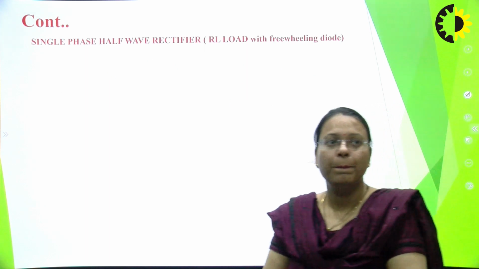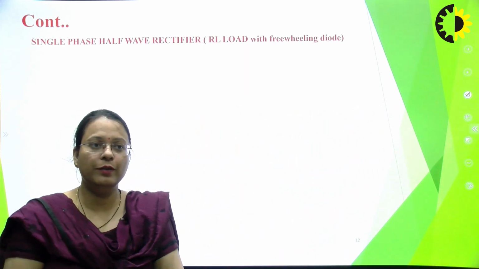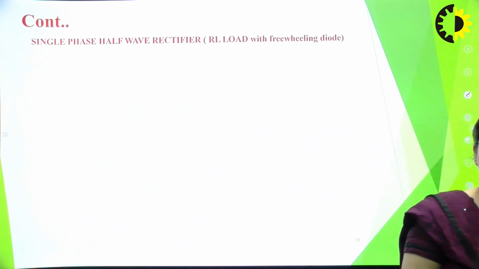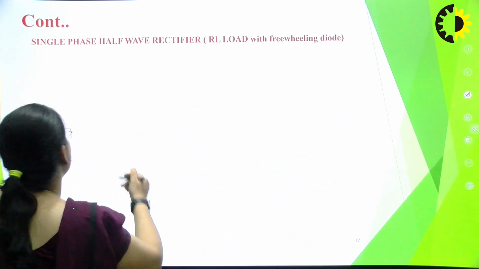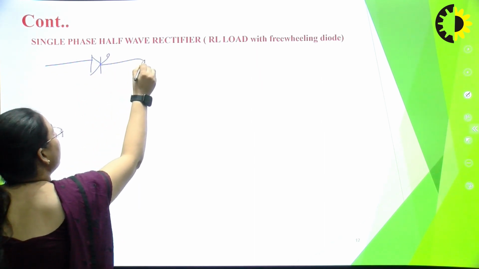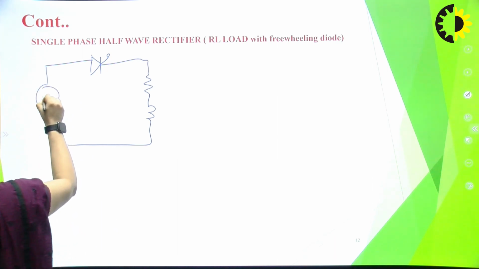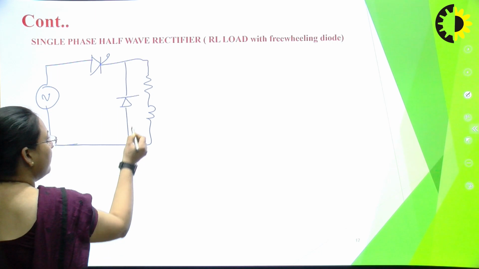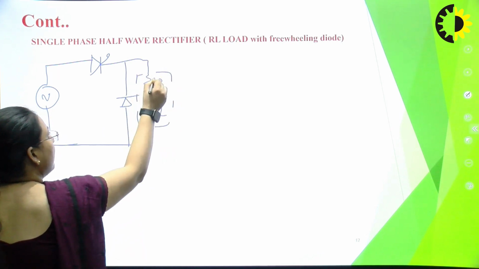Now coming to the single phase half wave rectifier with freewheeling diode. First of all, what is a freewheeling diode? A freewheeling diode is also known as the commutating diode or bypass diode. In the half wave rectifier we earlier had an R and L load. For RL load with freewheeling diode, a freewheeling diode is connected in parallel with the RL load, and in total it makes an RL load with freewheeling diode.